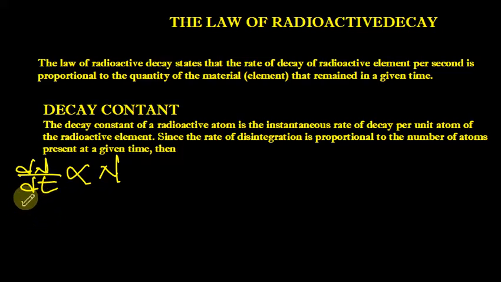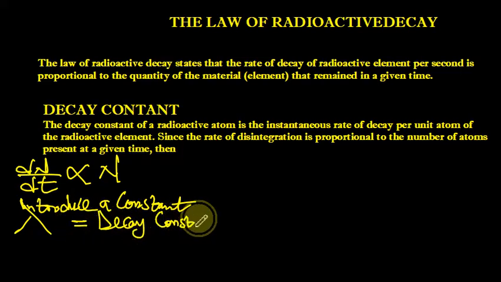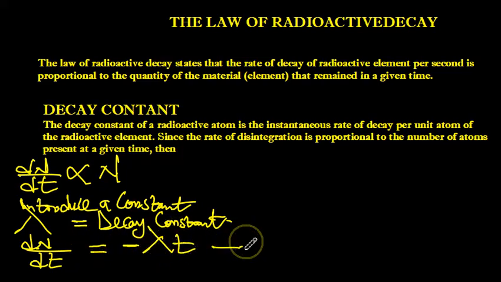So at this point, to remove this proportionality sign, I will introduce a constant, and that constant is the decay constant, which is lambda. So if I introduce the decay constant, that gives dN over dt is equal to minus lambda N. Call this equation 1.